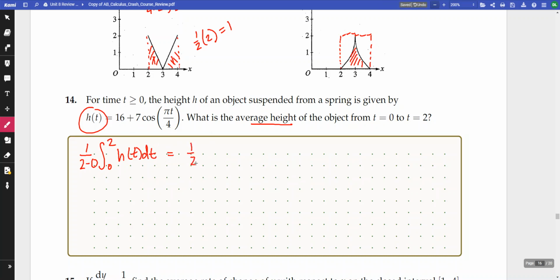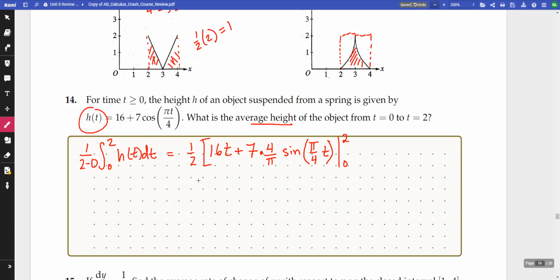So that's going to be 1/2 integral of 16 is 16t plus 7. Now here I have integral of the cosine, and my linear coefficient is pi over 4. So that means I need to multiply by 4 over pi. Sine is the inverse of the cosine, and then I'm still going to have pi over 4 times t. And that's being evaluated from 0 to 2.